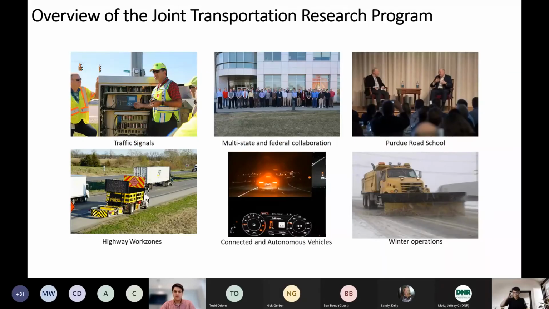And just an overview of the JTRP, who we are. We are a group that sits within the Purdue community on Purdue campus, and we facilitate collaboration between the Indiana Department of Transportation, other higher education institutions, and industry to implement innovations. Just a couple examples, we hold Purdue Road School on Purdue campus every year, usually around March, and we welcome about 3,000 attendees each year.